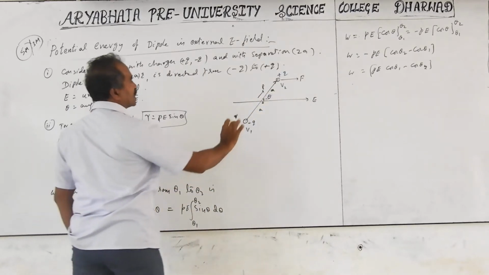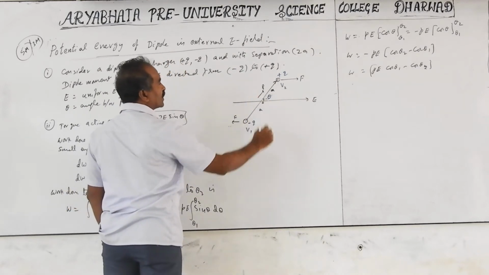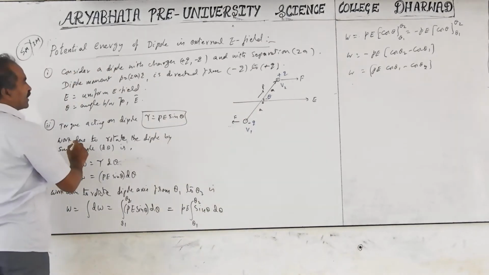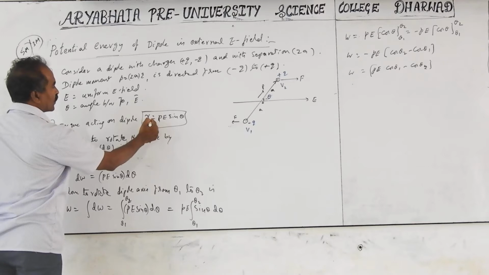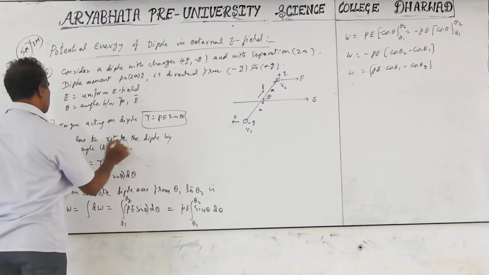The positive charge experiences a force in the direction of the electric field, and the negative charge experiences a force opposite to the electric field. The result is a couple, which produces the torque that rotates the dipole. Equal and unlike forces separated by a distance produce the torque tau equal to pE sin theta, and we already derived this before. We want to rotate the dipole by a small angle.